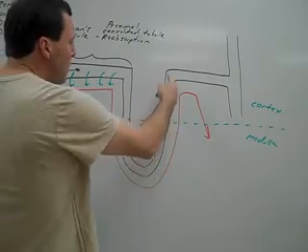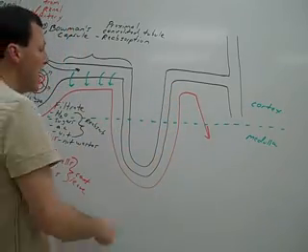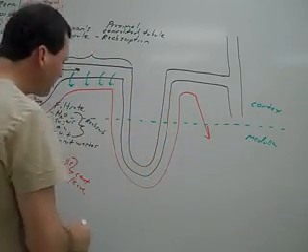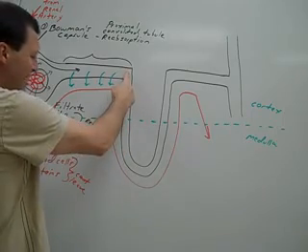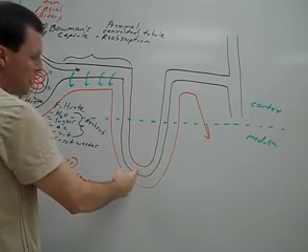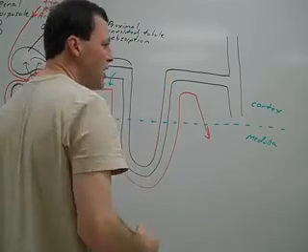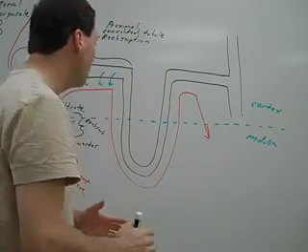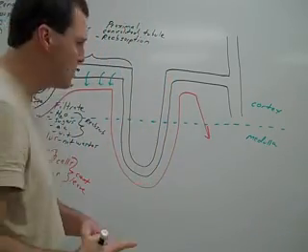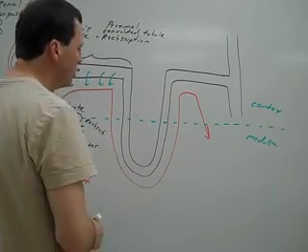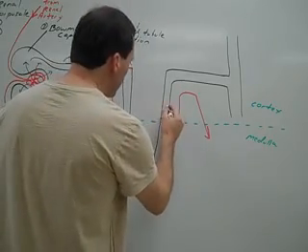All right, let's go ahead and name this. This is the loop of Henle, named after Mr. Henle, who did some work on this. Now, it's got two parts. It's got a descending part, the descending loop of Henle, and an ascending part, the ascending loop of Henle. And they perform different jobs. Let's talk about the ascending loop first.